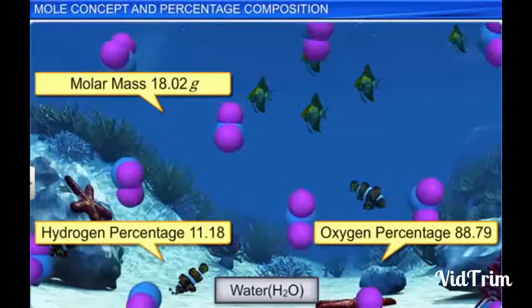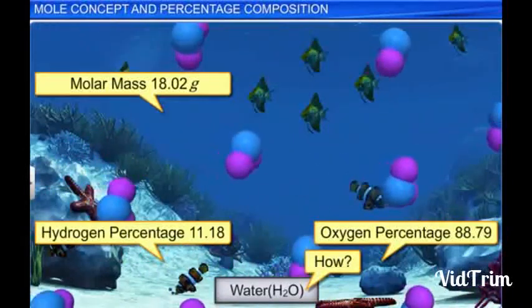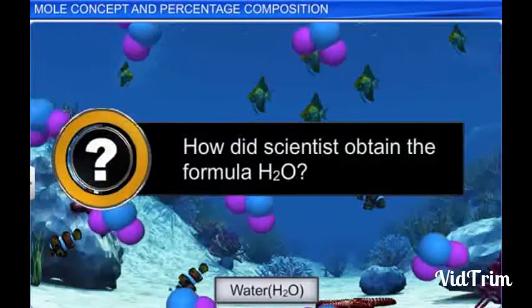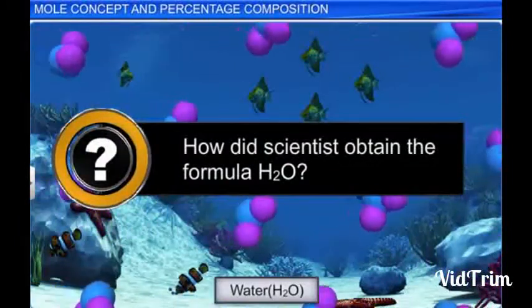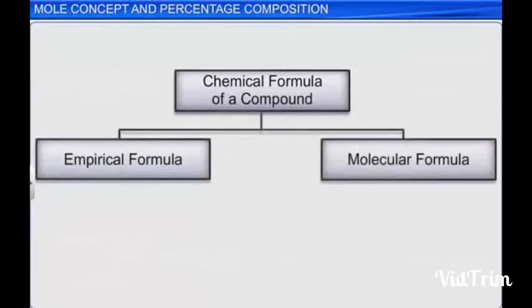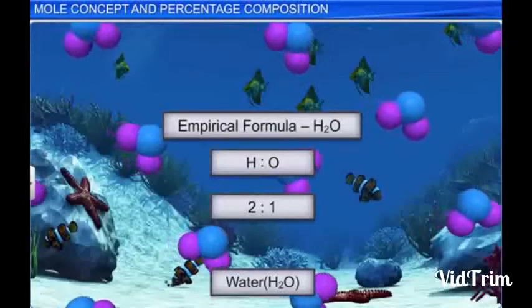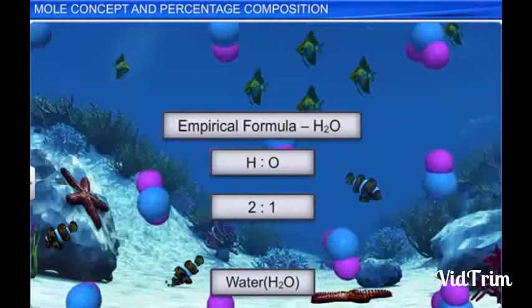But how does one arrive at the chemical formula of a compound? In other words, how did scientists obtain the formula H2O? The chemical formula of a compound is derived from 2 parts, the empirical formula and the molecular formula. The empirical formula is defined as the formula which gives the simplest whole number ratio of the different atoms present in one molecule of the compound. For example, the empirical formula of water is H2O.